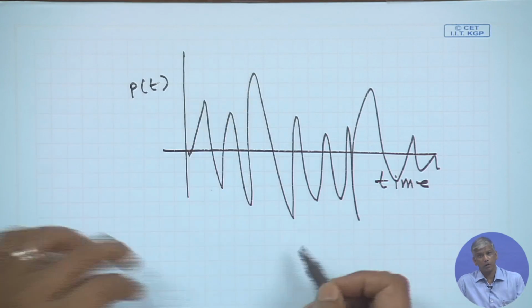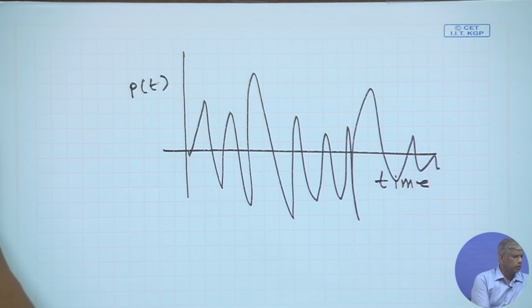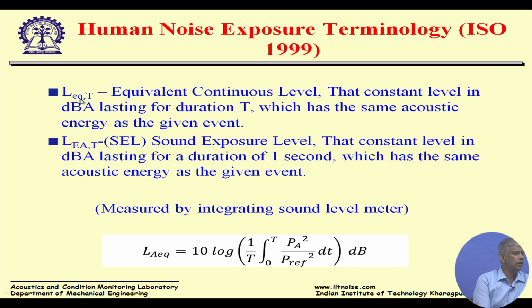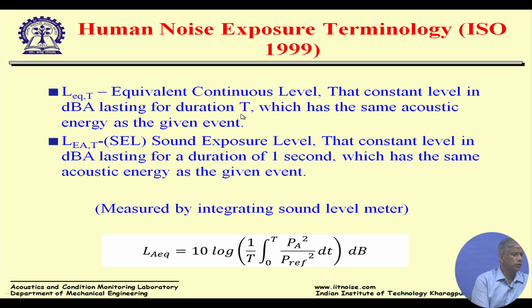But if I want to get a single number out of this, because a meter is an RMS meter, the very first definition is L equivalent T, the equivalent continuous level: that constant level in dBA lasting for a duration T which has the same acoustic energy as the given event. By definition, sound exposure level is for a duration of only 1 second. Whatever the average level is over 1 second is the SEL. But the equivalent duration T is something I can define based on my requirements. These terminologies are available in ISO 1999.